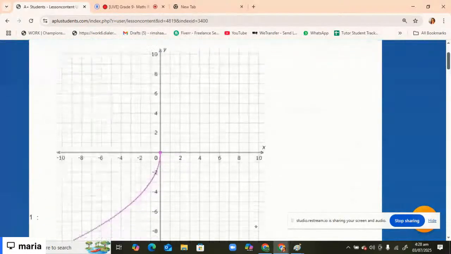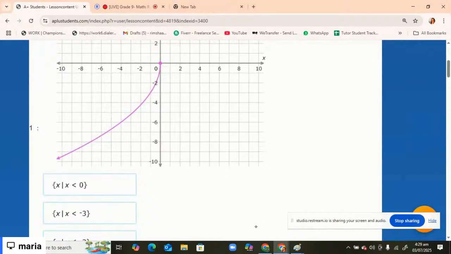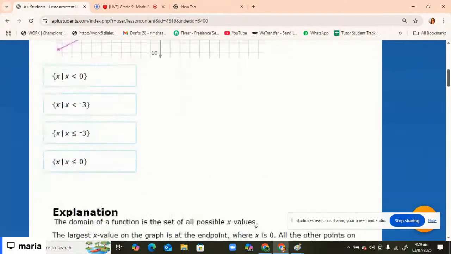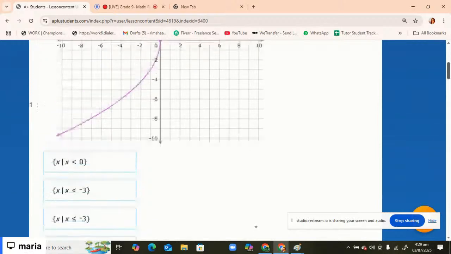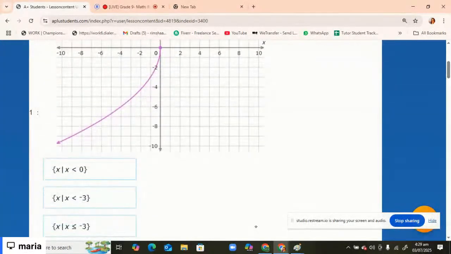Let's suppose, what is the domain of this function? The function is given, it starts from 0 and then moves on the x side to -10. First option is given, x is less than 0. Why? Because all x values are negative, so it means your function should be less. Second option, they are saying that x is less than -3. No, not only -3, it's less than -10, -8, -6, -4, -2, all values are included.